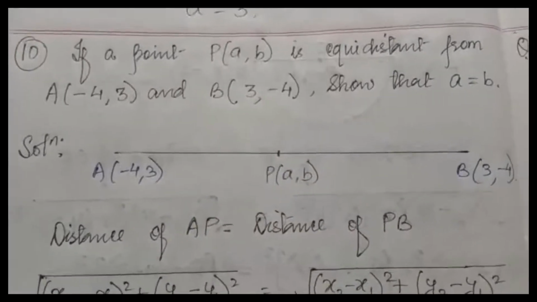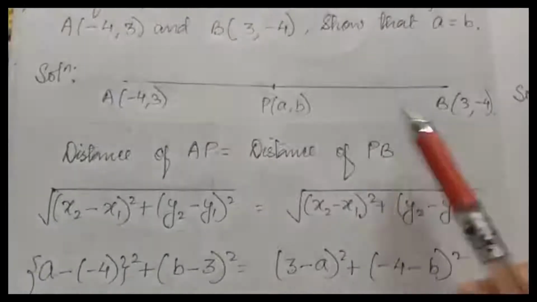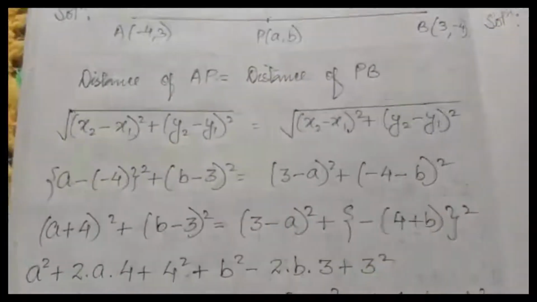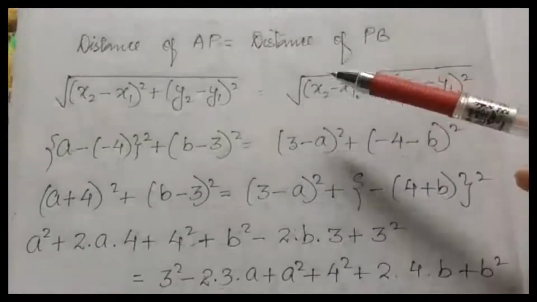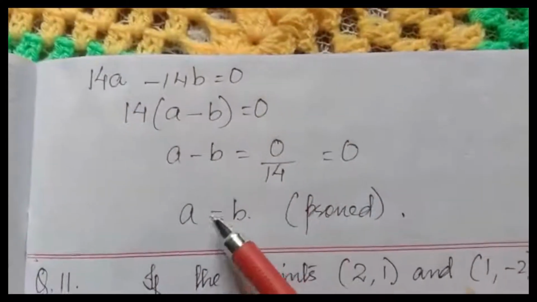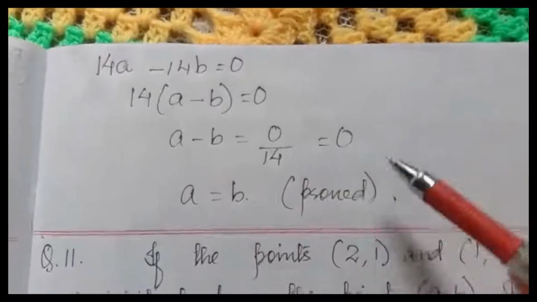Again the same concept we have to use. Distance of AP is equal to distance of PB. So you have to use the formula, the distance formula. After that you have to solve this question. On solving the question, at last you will get a is equal to b. So this is what you have to prove in this question. So you try to solve this question.